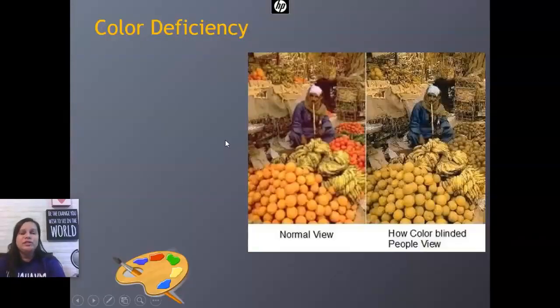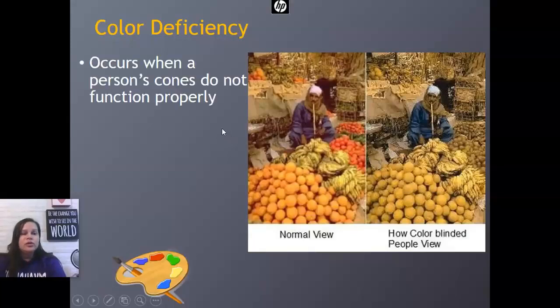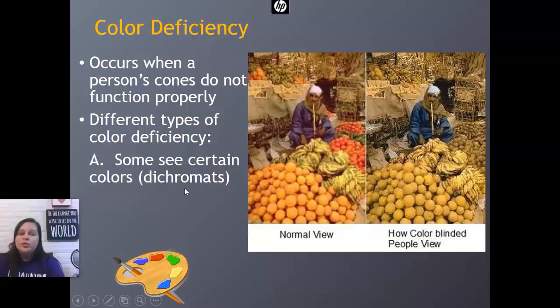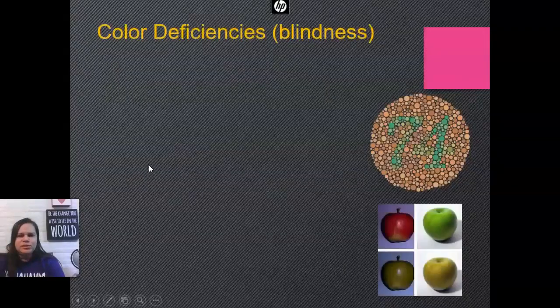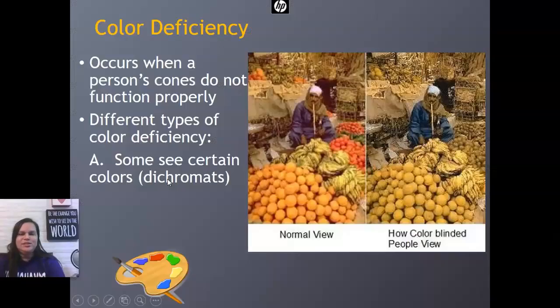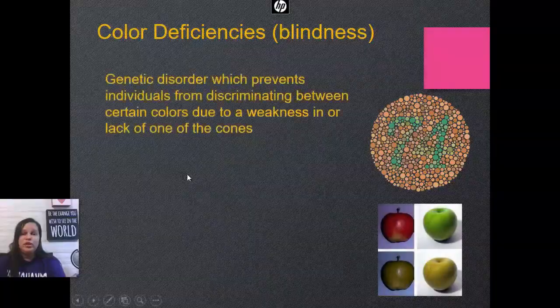Color deficiency, or color blindness, really supports this theory. Color blindness occurs when a person's cones aren't functioning properly. There are different types. Some people are dichromats, which means they can see some colors, but not all. The most common type is where they can't distinguish between reds and blues. Or is it reds and greens? Let me see. I'm having a brain fart. Reds and greens, yes.